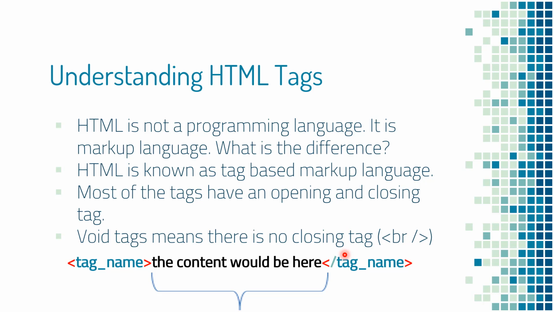number of tags, that is void tags or self-closing tags. In the self-closing tags, usually we would use this way: less than the tag name, then space, then / and greater than. All the void tags will use the same rule. Okay.